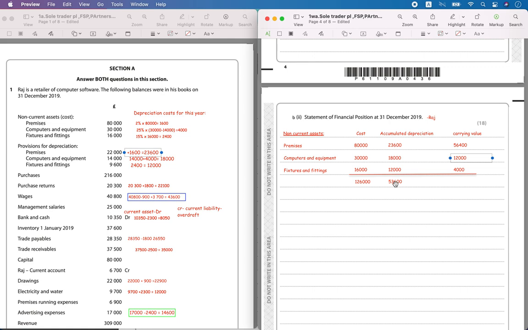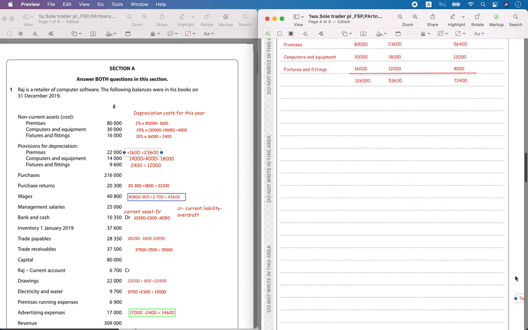Then we have the total carrying value. You have to add 56,400 plus 12,000 plus 4,000. That is going to be around 72,400. So this is the total non-current assets.